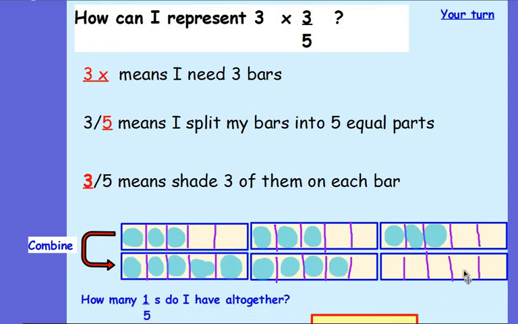So altogether, how many 5ths have I got, Angel? I've got 9/5 altogether. Brilliant. Or we could write this as 1 whole and 4/5 as a mixed number.